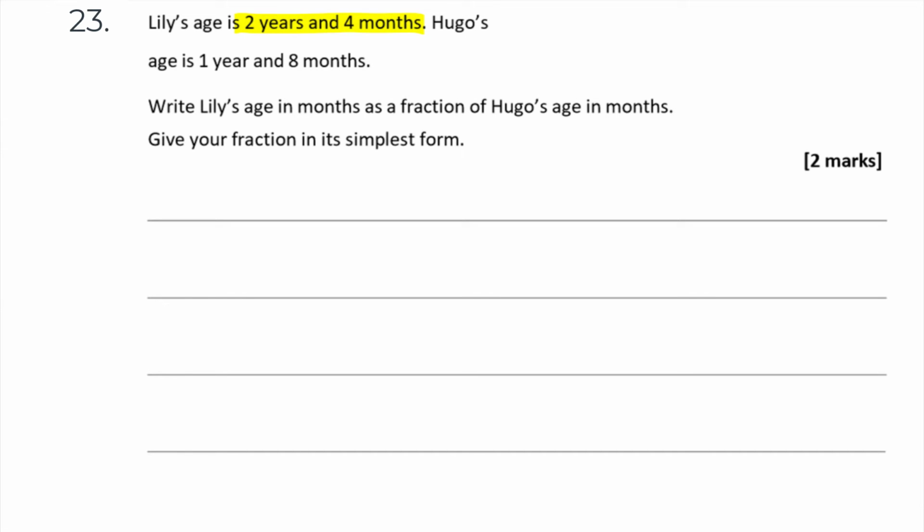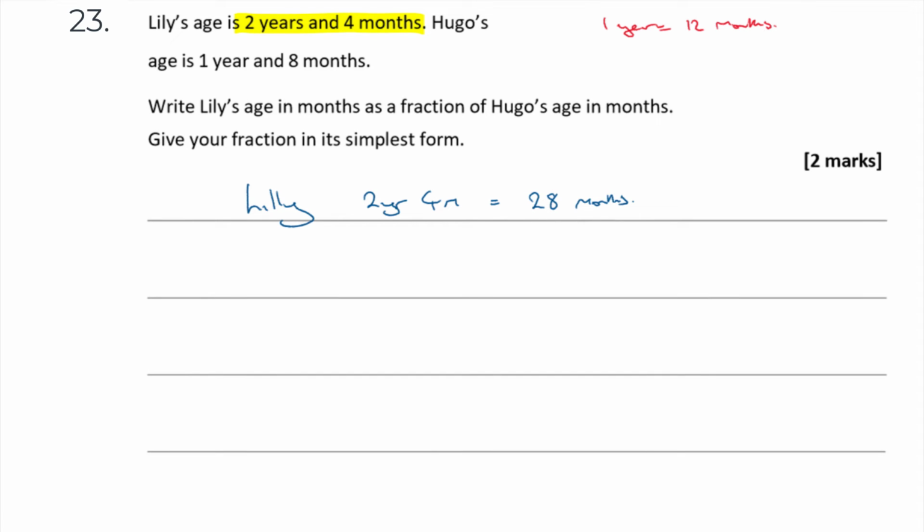So there are 12 months in 1 year. 1 year equals 12 months. So if I take the number of years and I multiply it by 12, I'll get the number of months. So then Lily, she is 2 years and 4 months, that is going to be the same thing as 2 times 12 is 24 plus 4, that's 28 months.